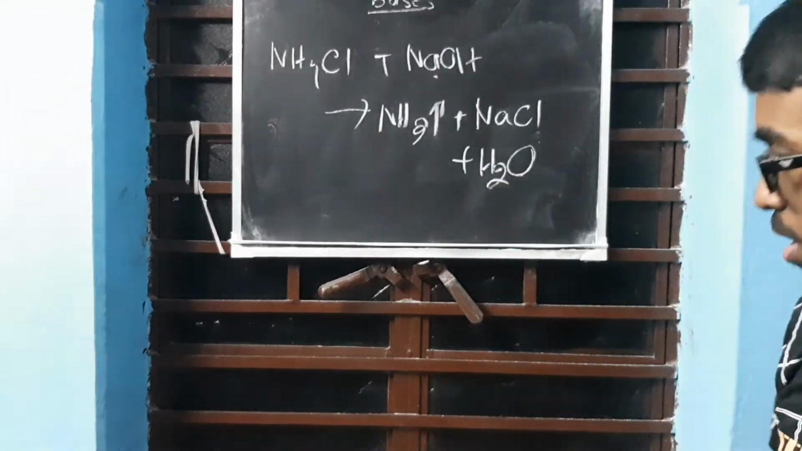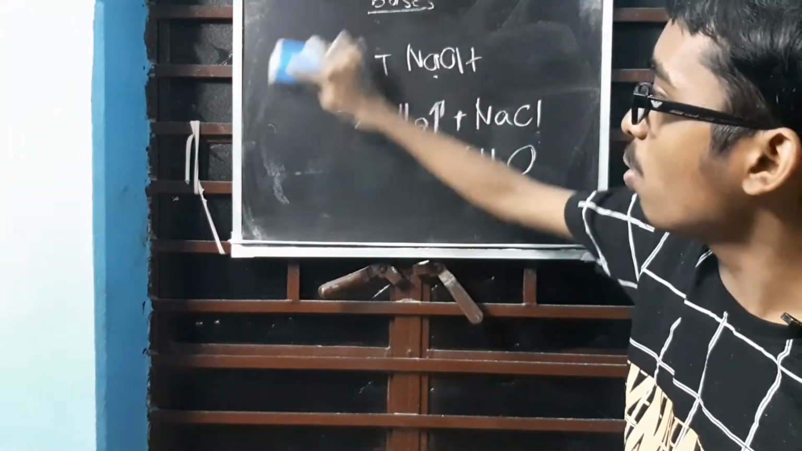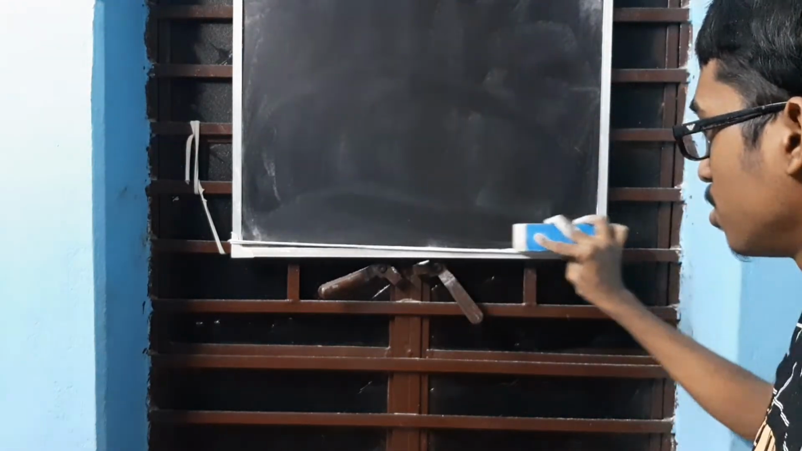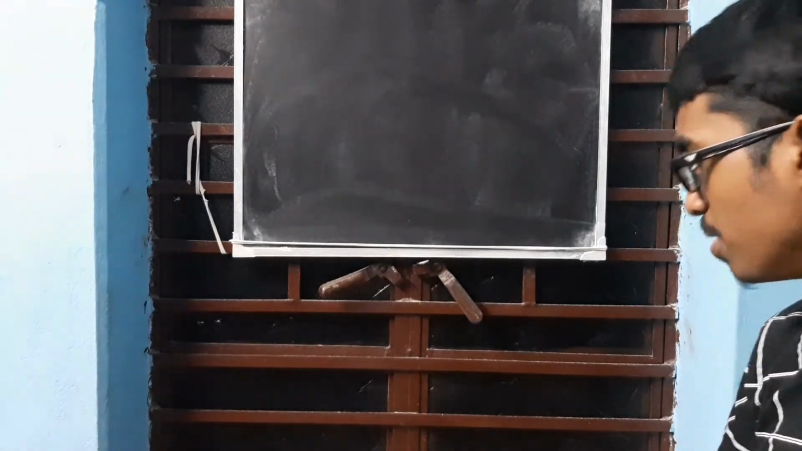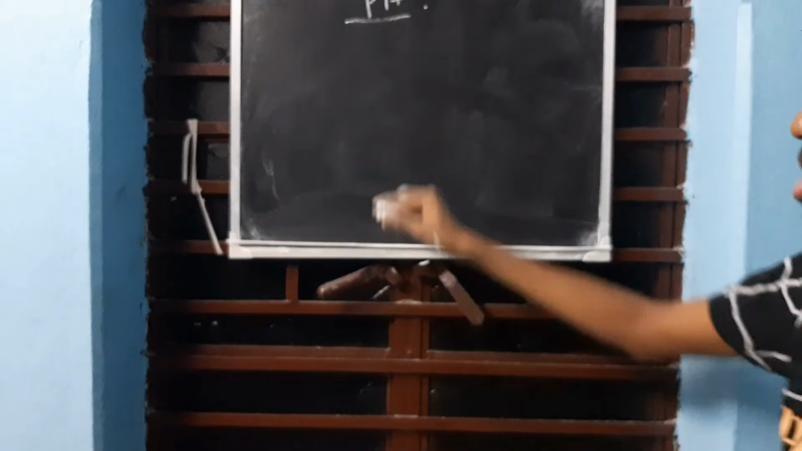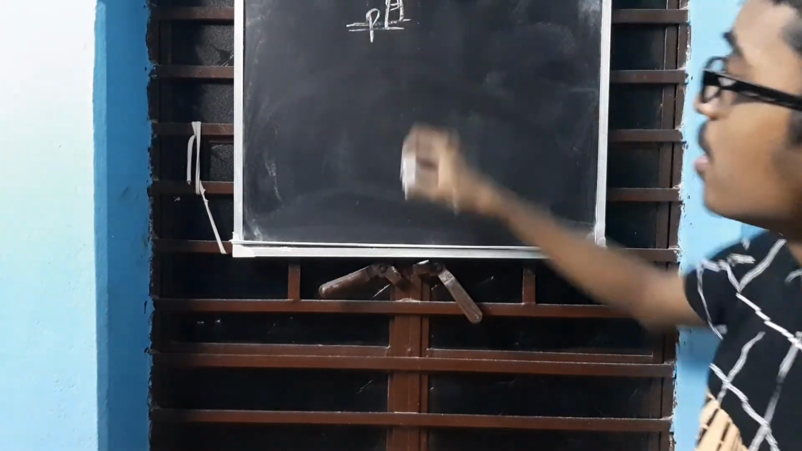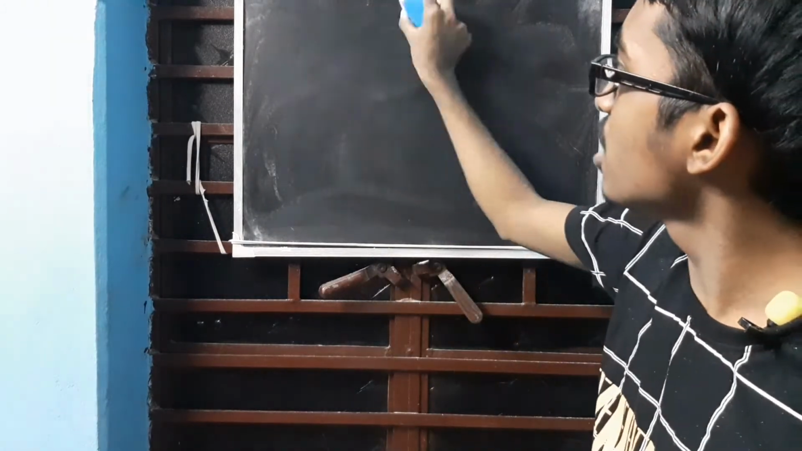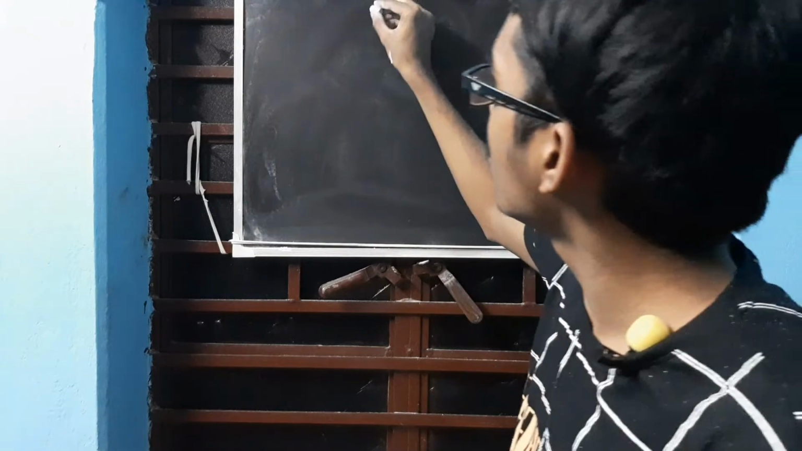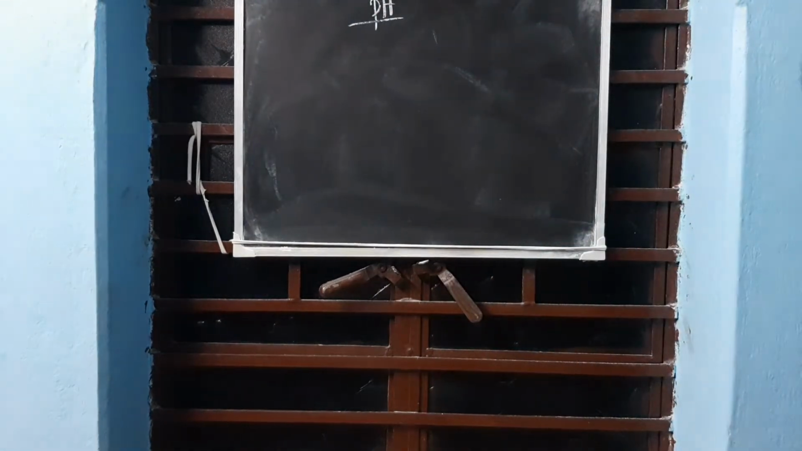Okay, done. Bases are complete. Now we'll move on to the part called pH, the most important part of acid base. pH. P is small, H is capital. That is pH. pH is potence of hydrogen or power of hydrogen.